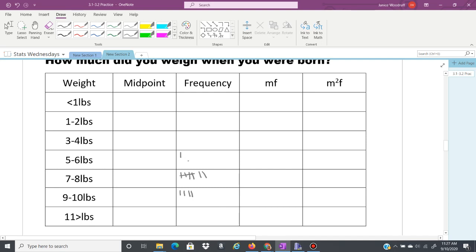So 6.4, would that go into 5 to 6 or 7 to 8? Very good, 5 to 6. I think you already put that.